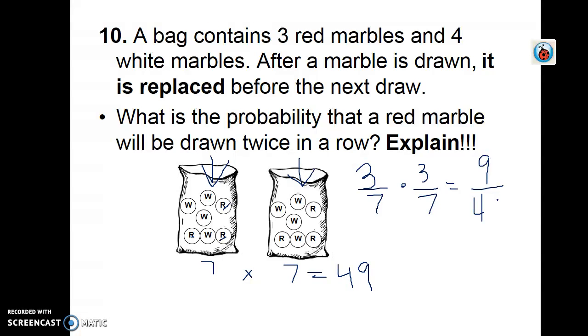Now, if you don't believe me and you want to prove it, go ahead and pause this and draw a tree diagram, and you'll see that out of the 49 outcomes, 9 of them are red.